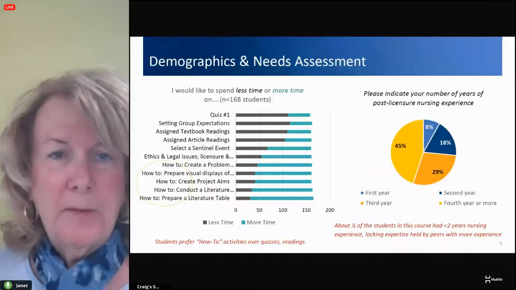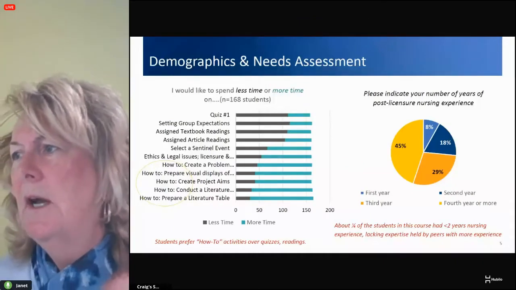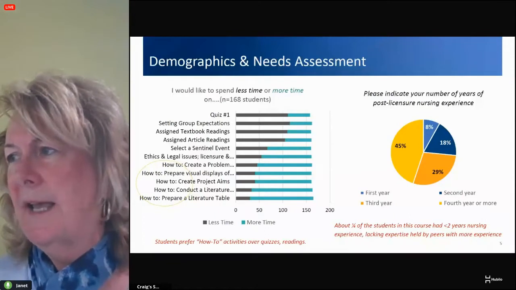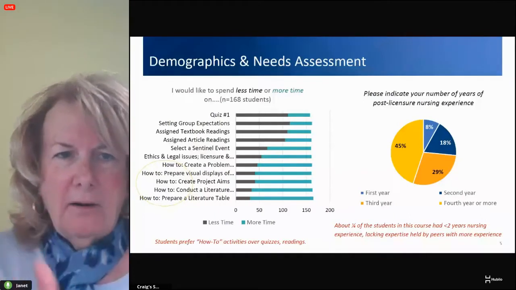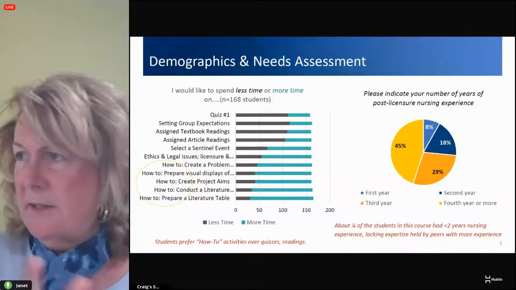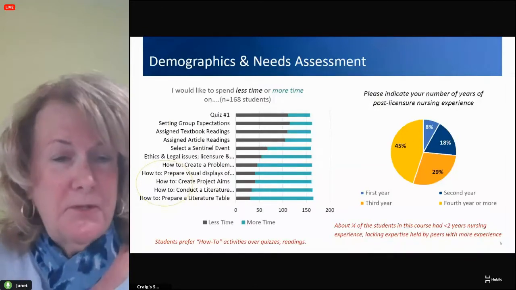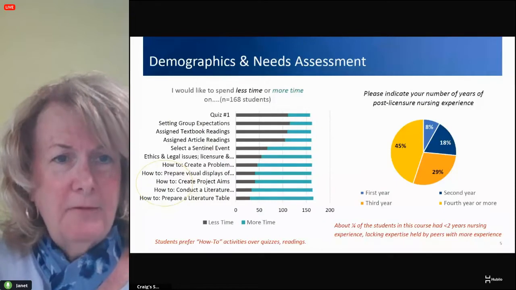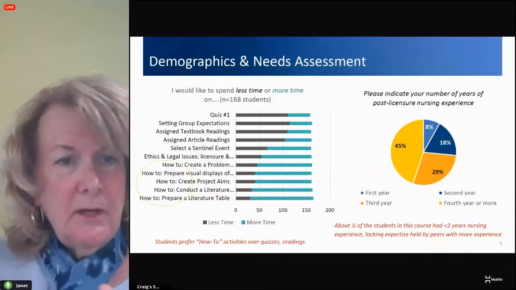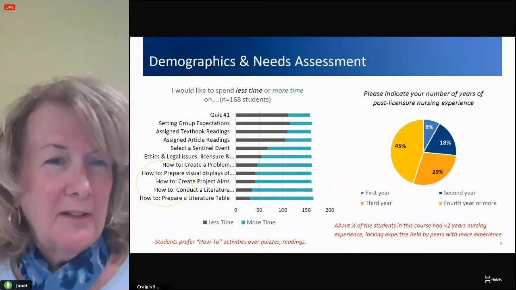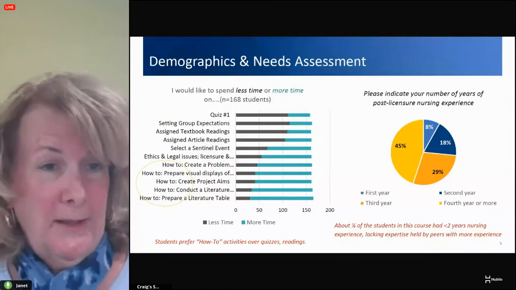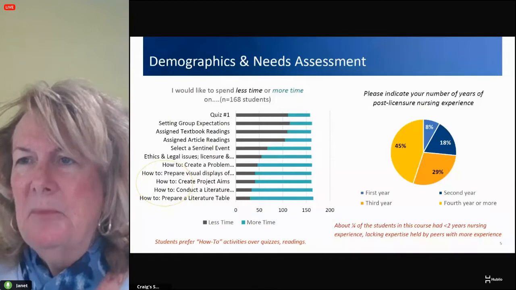More of the demographic over here on the right is a pie chart, which is illustrating that about a fourth of my students in a course of 168 students had less than 2 years nursing experience. So they are lacking the expertise that the other 75% of the students in the course may have. Based on the tips I'm going to give you coming up, you'll see that I really don't get too many complaints about that.